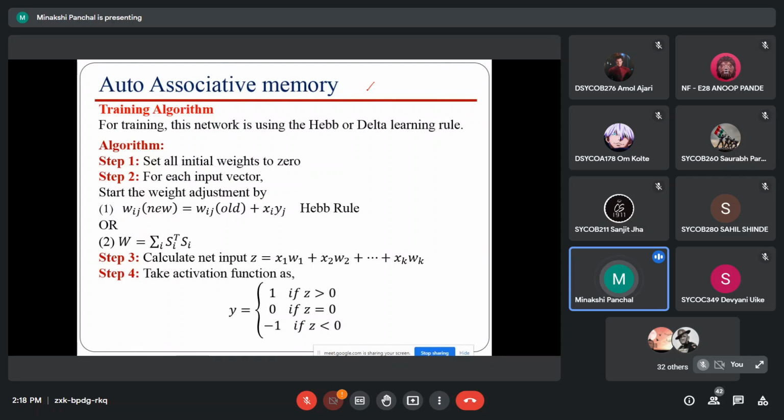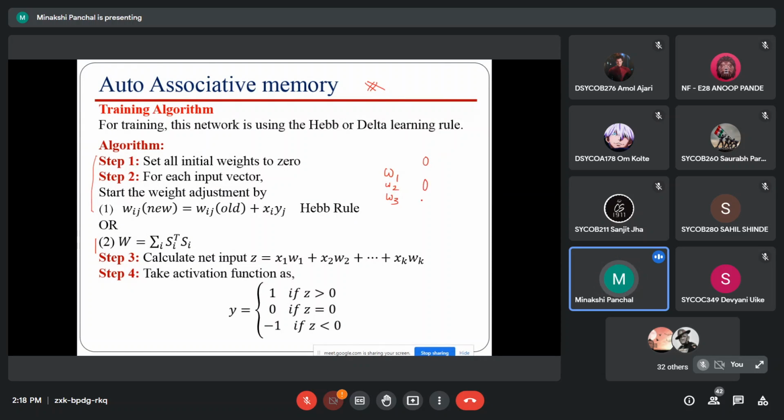पहले हम कंप्लीट करेंगे ऑटो एसोसिएटिव मेमोरी. So what is the algorithm? Two methods you can use, either this one or this. You are initializing the weights to 0, then you are finding the new weights by adjustment by using this formula. So here one by one you need to find out every weight, W1, W2, W3 and so on.